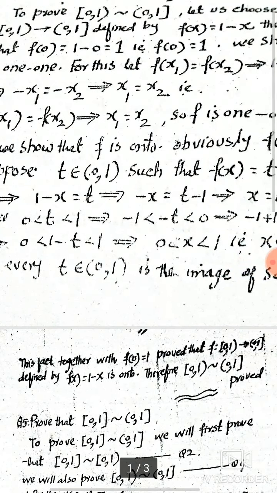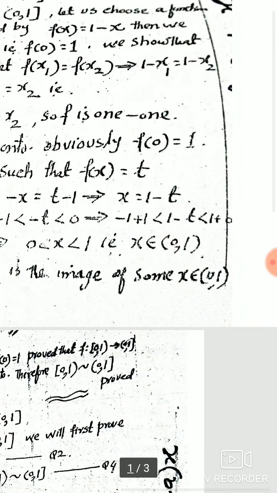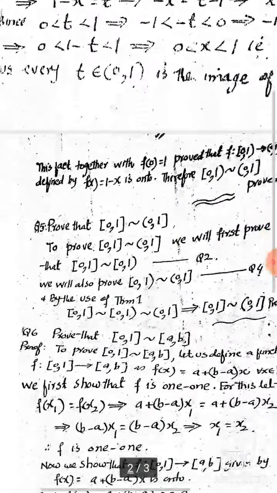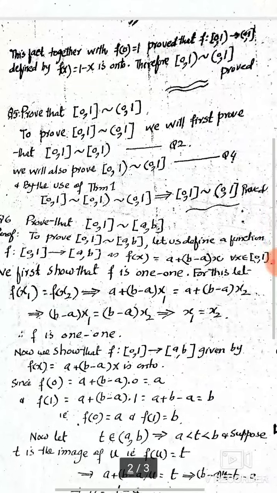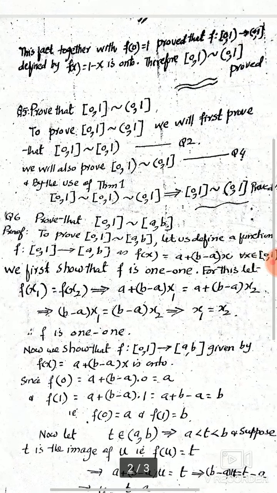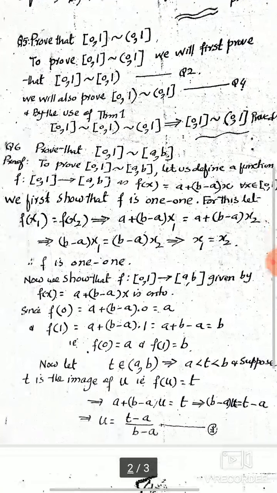Thus every t belonging to the open interval (0,1) is the image of some x belonging to the open interval (0,1). This function, together with f(0) = 1, proves that f from [0,1) to (0,1], defined by f(x) = 1 - x, is onto. Therefore, we can say that the closed-open interval [0,1) is equivalent to the open-closed interval (0,1].